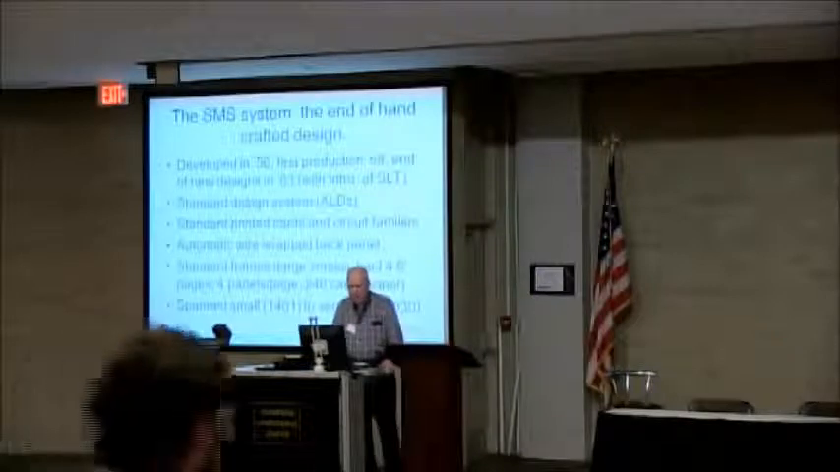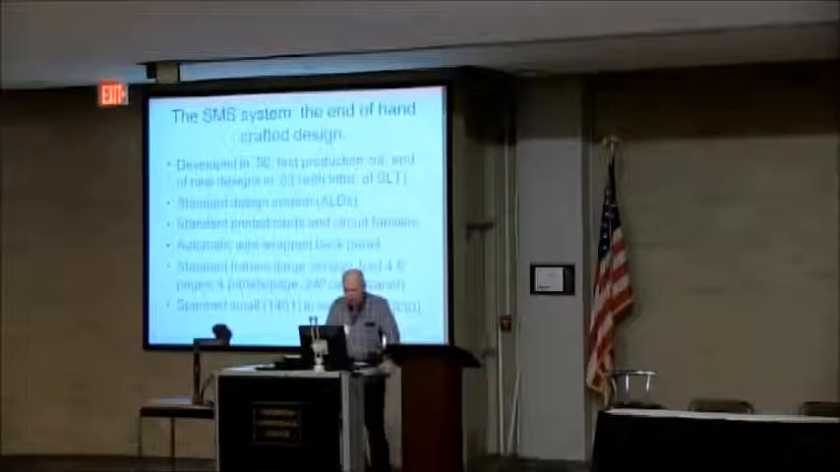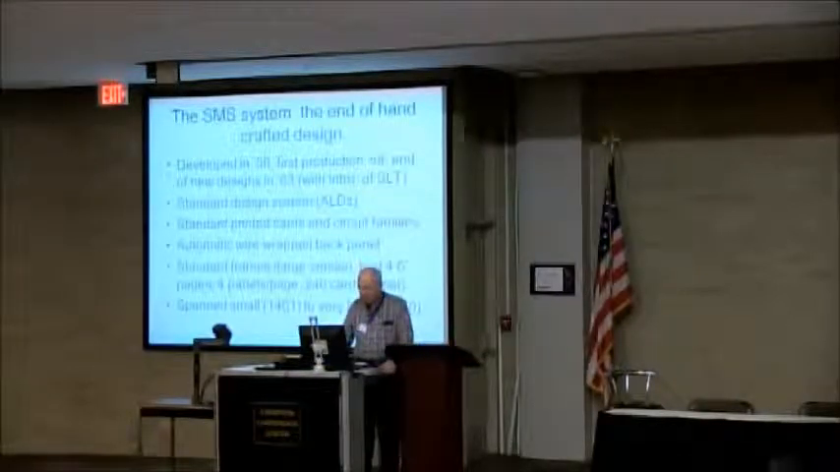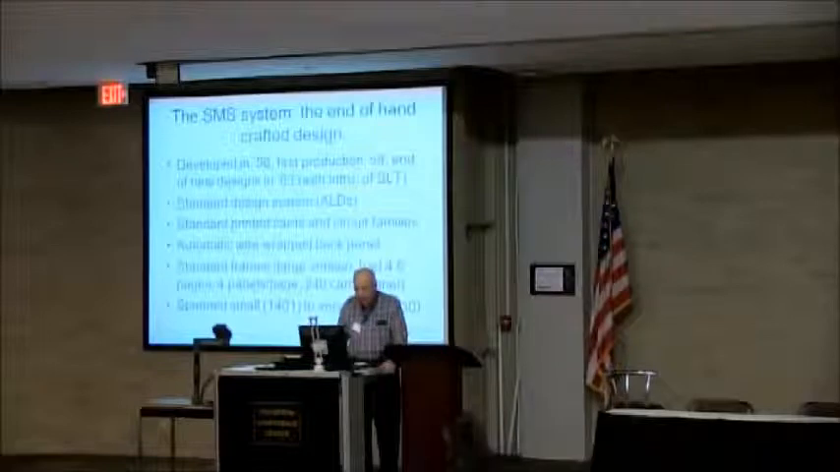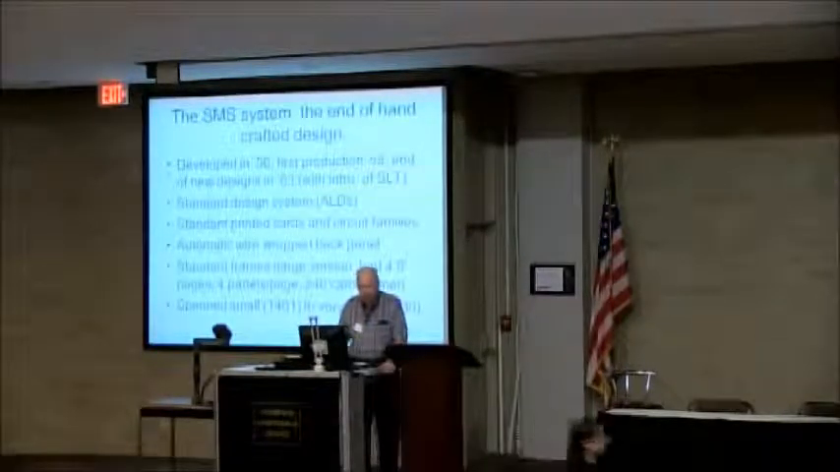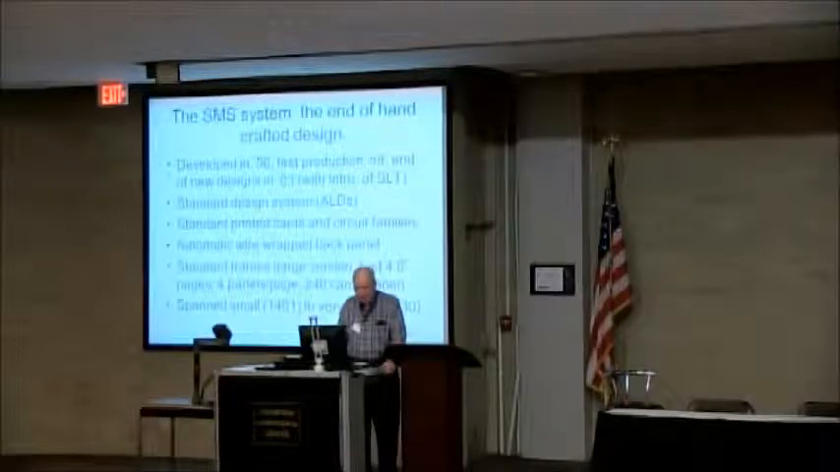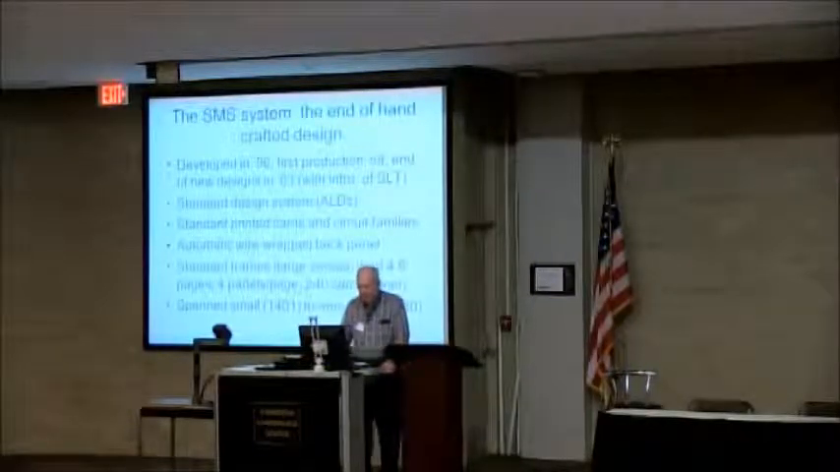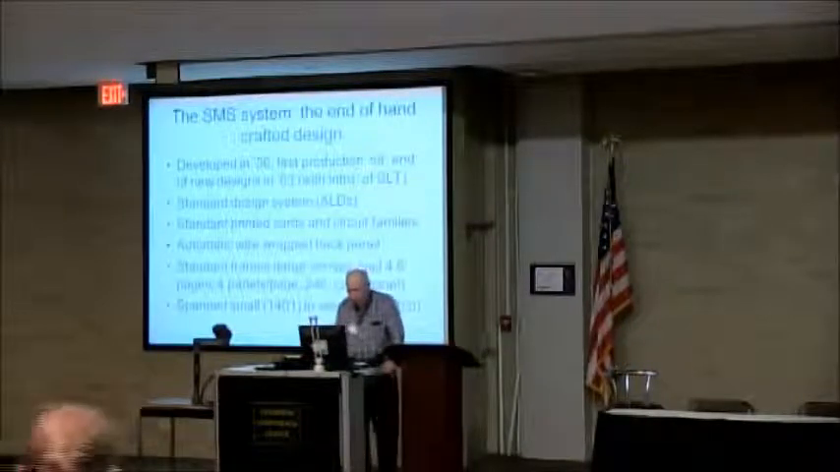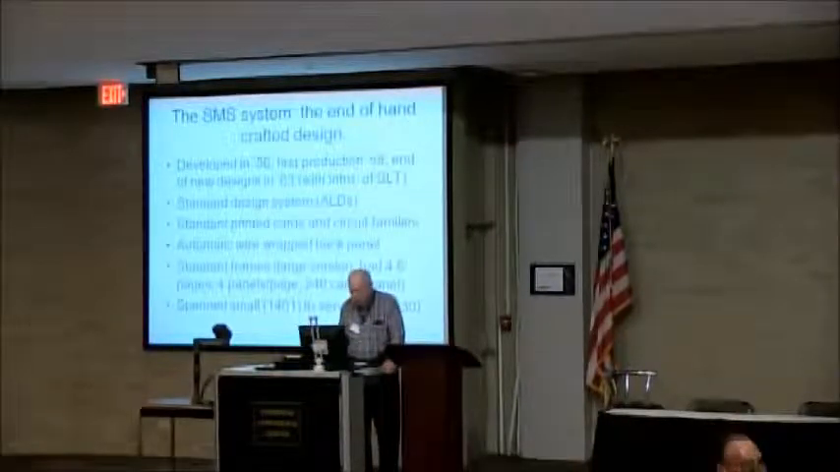So this was the SMS, Standard Modular System. It was developed in '56. It lasted for 5 years, and IBM threw it out then and went on to something bigger and grander. The cards were standardized, about 20 cards, what we would think of as ECL cards, with current switching in those days. There was automatic wire wrap back panel and standard frames: 4 six-foot pages, 4 panels a page, 240 cards per panel. They spanned from small machines to big machines.